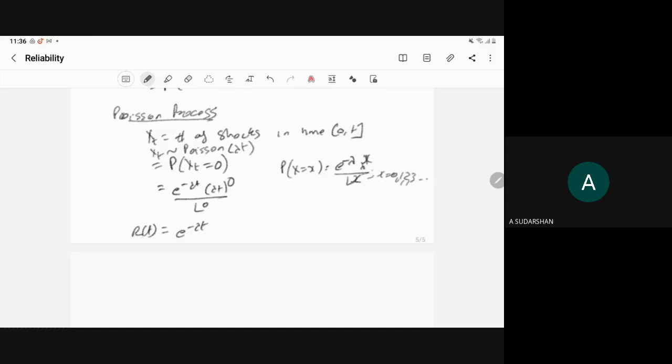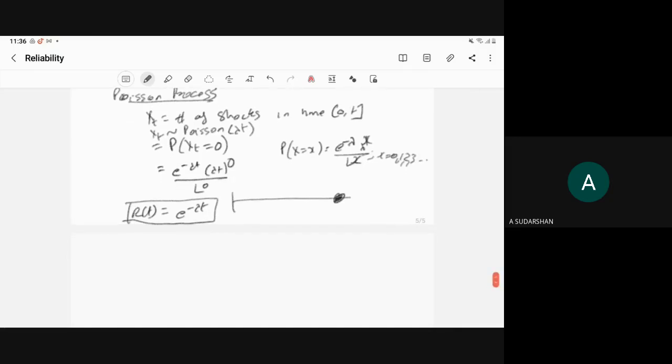So Rt, in case the failure time is exponentially distributed, is equal to this. First understand that during the useful phase, the device fails due to some accident, and that accident is a rare event in continuous time 0 to t. Due to the occurrence of the accident, we have the failure of the device. So we have computed the reliability for the useful phase.